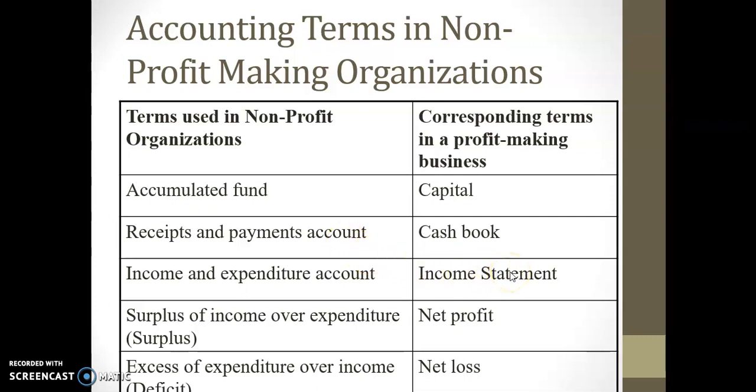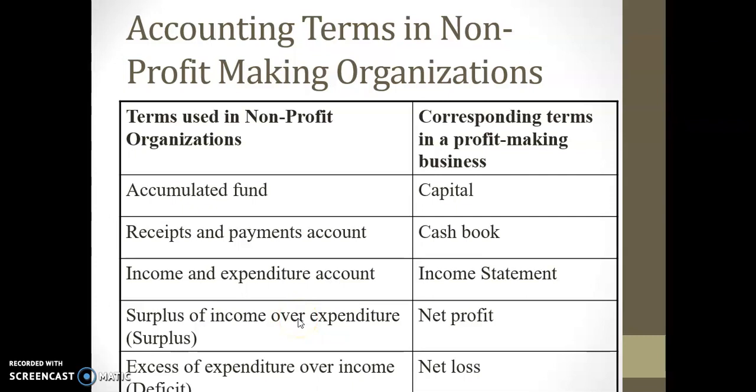In your profit-making organization, you have an income statement. In the nonprofit organization, you have an income and expenditure account, and later we will show you an example of that income and expenditure account. And then in a profit-making organization, you have your net profit, whereas in the nonprofit organization, you do not say net profit. You call it a surplus of income over expenditure.